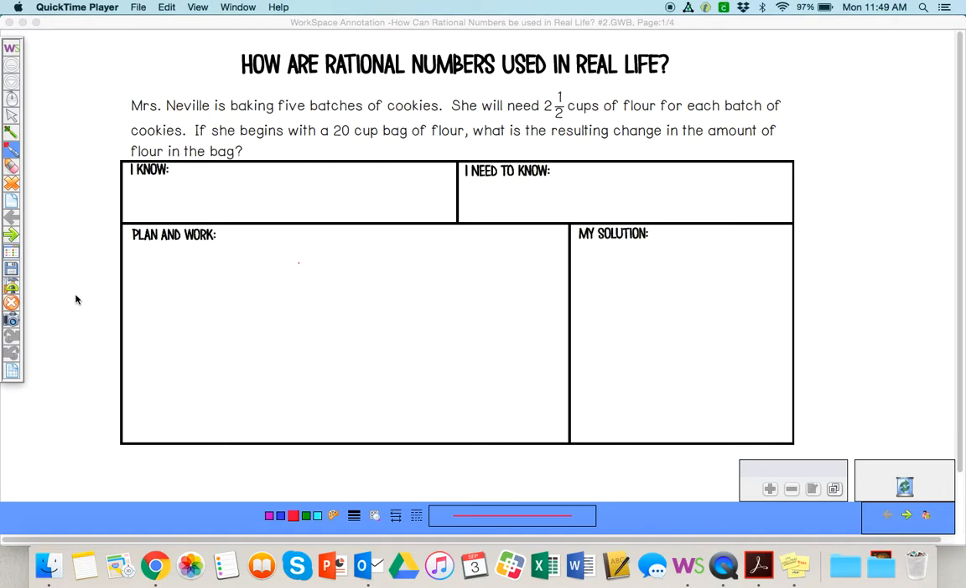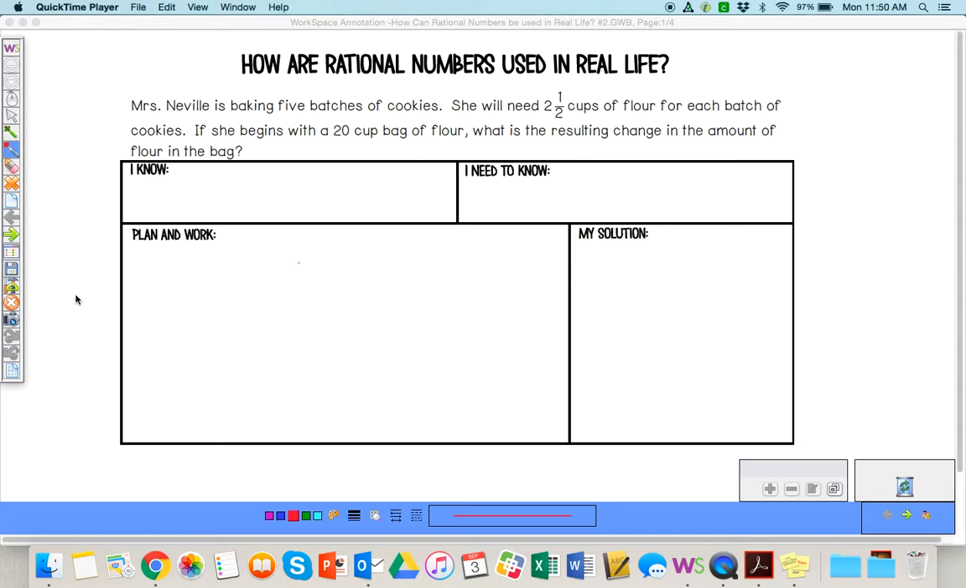In this video, we are going to be talking about how we use rational numbers in real life. You've already watched one video about this, and that one was specifically about when we add and subtract in real life. This video is going to be about when we see multiplication and division in real life.